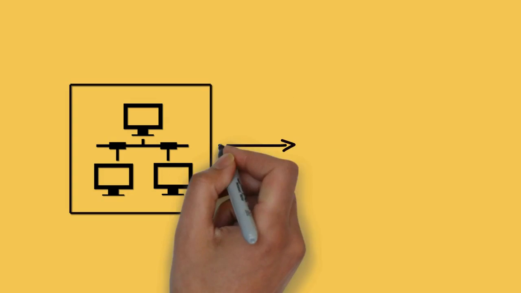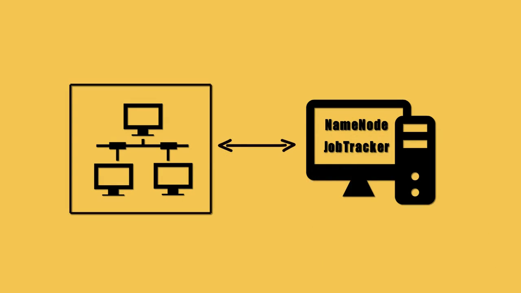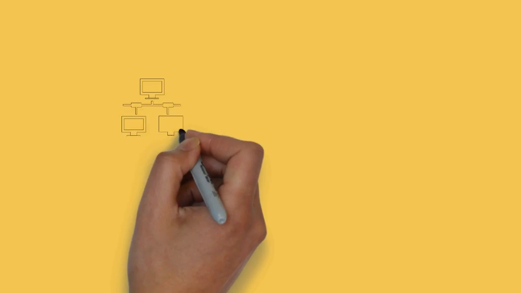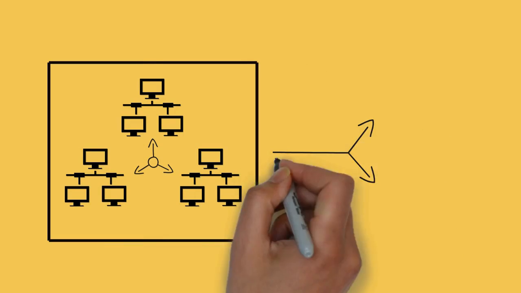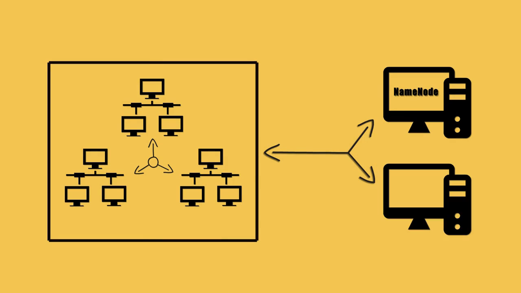On a small cluster, usually the name node and the job tracker are on the same machine. Whereas on a large cluster, the name node and the job tracker are on different machines.